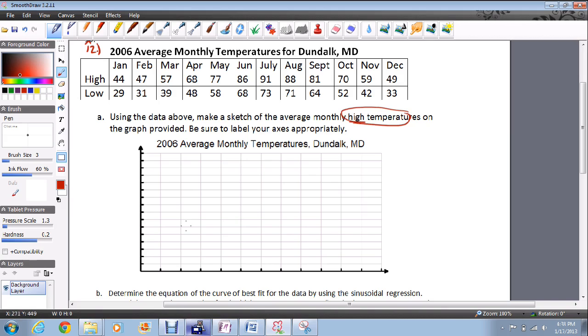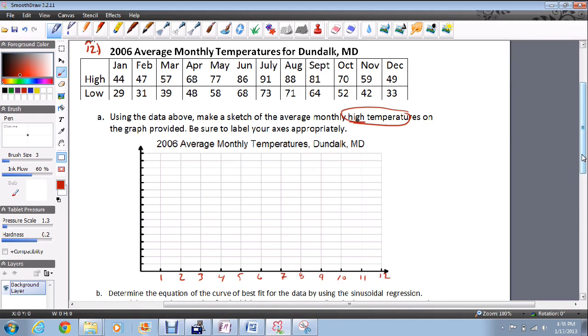Okay, so anyways, I'm going to make an appropriate scale on my x-axis. So it makes sense to go up by ones, and I think I actually gave you 12 spots. So 1 will be January, 2 February, 3 March, 4 April, and etc.